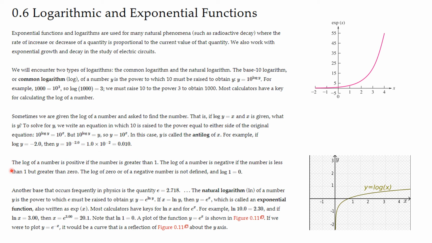The log of a number is positive if the number is greater than 1. Here's a graph of that, but it grows very slowly. You have to go up to 100 to get to 2. You have to go up to 10 to be 1. The log of a number is negative if the number is less than 1 but greater than 0, and those are these numbers down here. The log of 0 or of a negative number is not defined, so we have this as the domain. And an important thing is the logarithm base 10 of 1 is equal to 0.